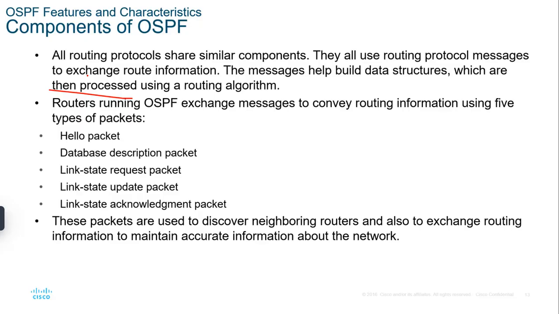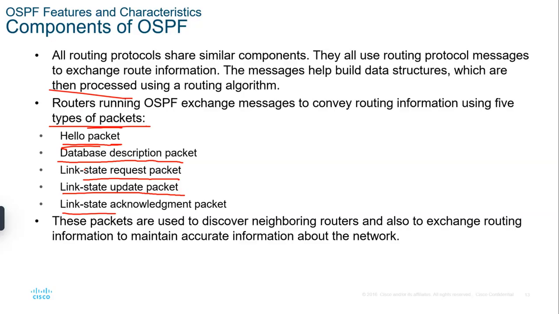So routers running OSPF exchange messages to convey the routing information using 5 types of packets. Among the 5 packets, we have hello packets, database description, link state request, link state update packets, and then link state acknowledgement packets. The hello packet is just to test if the neighbor is online or not. Then with the database description, they start exchanging the database with the neighboring device.